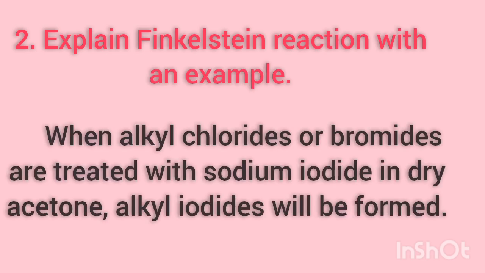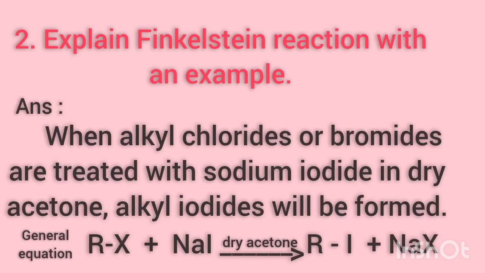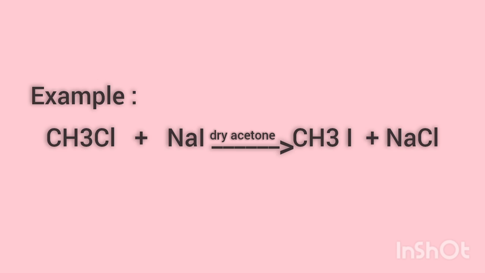Second question. Explain Finkelstein reaction with an example. Answer for this is when alkyl chlorides or bromides are treated with sodium iodide in dry acetone, alkyl iodides will be formed. The general equation for this reaction can be written as RX plus NaI in dry acetone gives RI plus NaX. Look at the example.